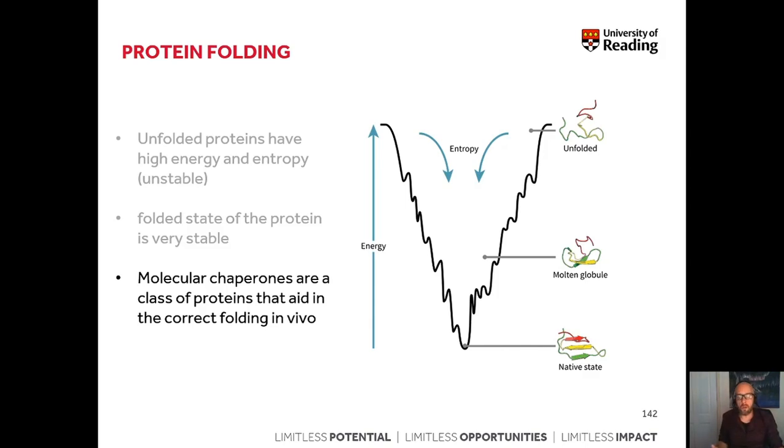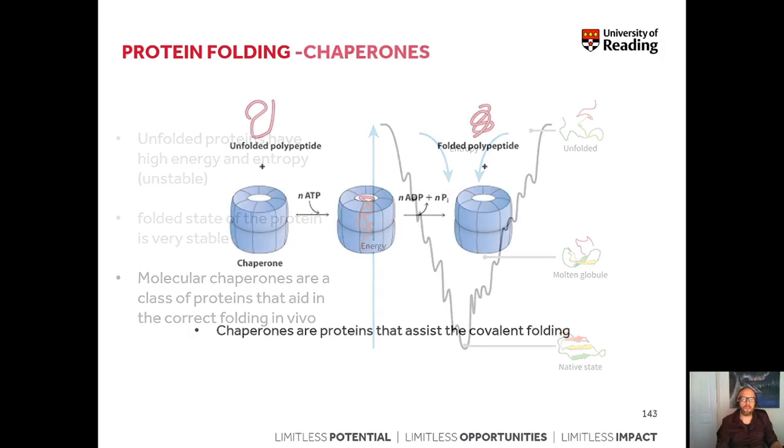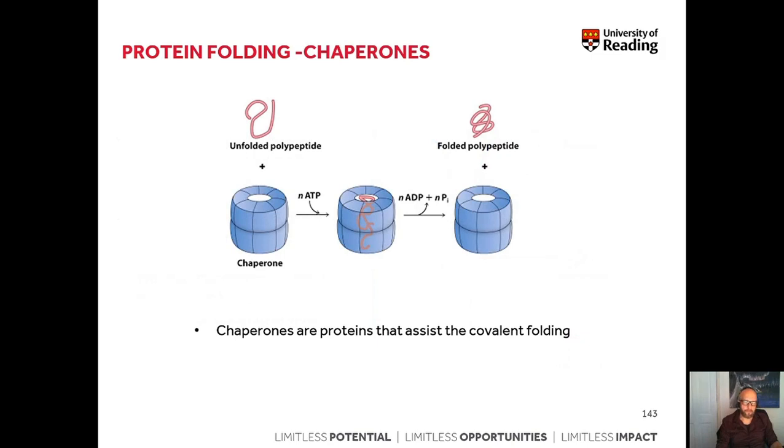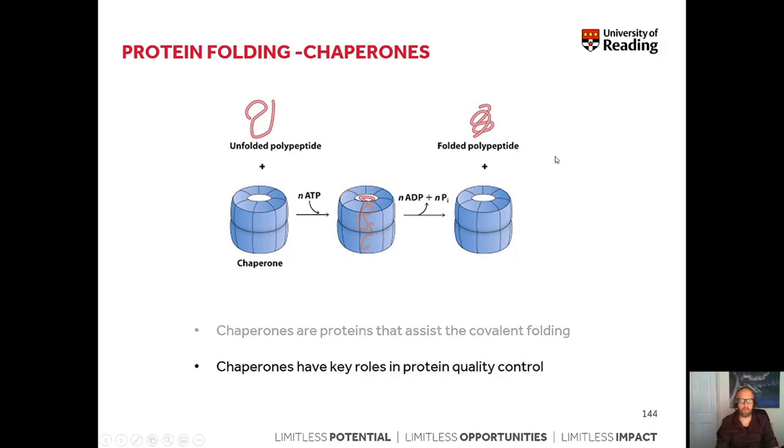And the molecules in charge of folding of proteins are called chaperones. They are a class of proteins that aid in the correct folding in vivo. This is how those guys look. They look sort of like a barrel. Unfolded proteins are able to enter this complex. Then chaperones require energy in the form of ATP, and they assist in protein folding, resulting in a fully functional and folded polypeptide.